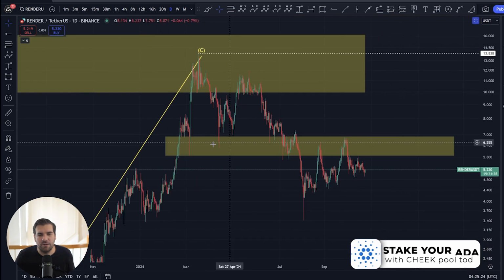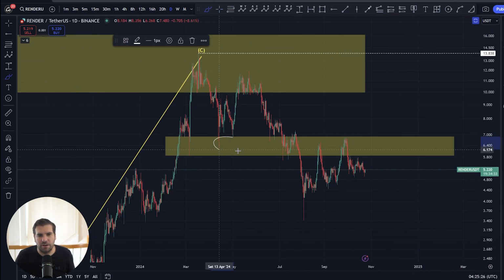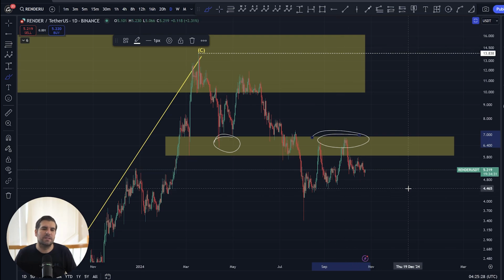Now, that means the overlap, for reference, the overlap here and here is one of two things. One, we're in corrective territory. Or two, we are in a big bearish breakdown, and this is just a huge diagonal based move.